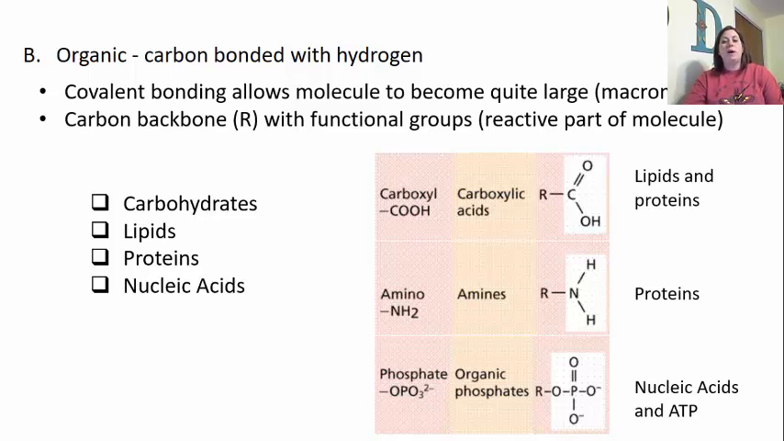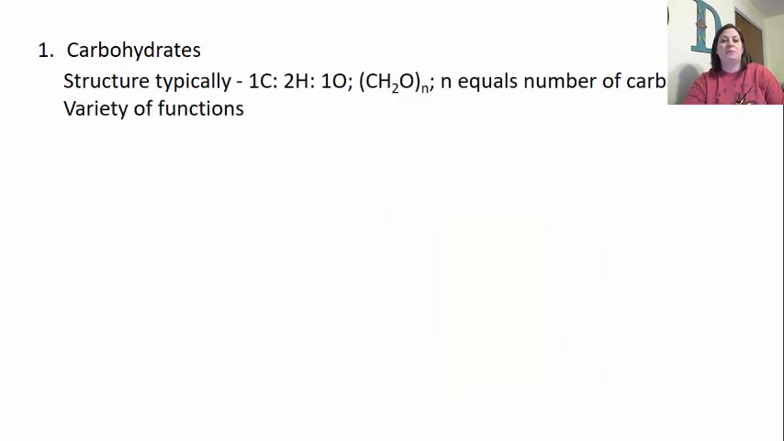So depending on what type of functional groups are present is going to help us determine what kind of macromolecule we have present. So let's talk about each of these macromolecules real quick. The first one we want to talk about are the carbohydrates.